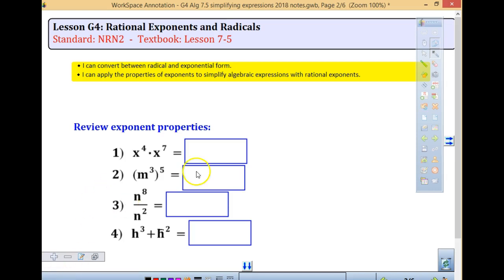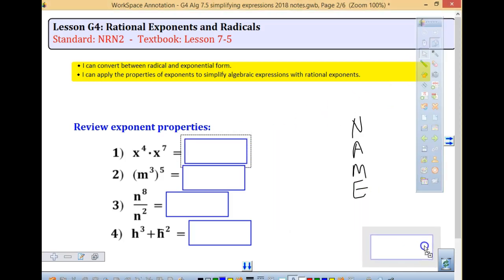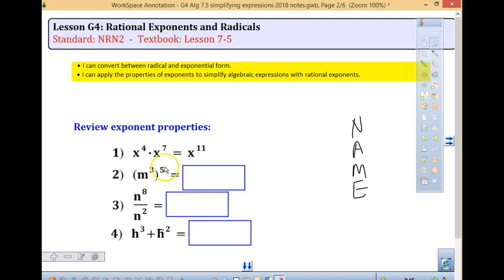Here's the other thing. What do we do when we take an exponent, base times the same base? What are we doing? We are adding our exponents, right? So when we have x to the 4th times x to the 7th, we should be adding and getting x to the 11th. When we have m to the 3rd and m to the 5th raised to the 5th power, what are we doing when we take a power to a power? If we have exponents, we are doing what with those? Multiply. If we have division, the opposite of multiplying with the same base, we should be subtracting.